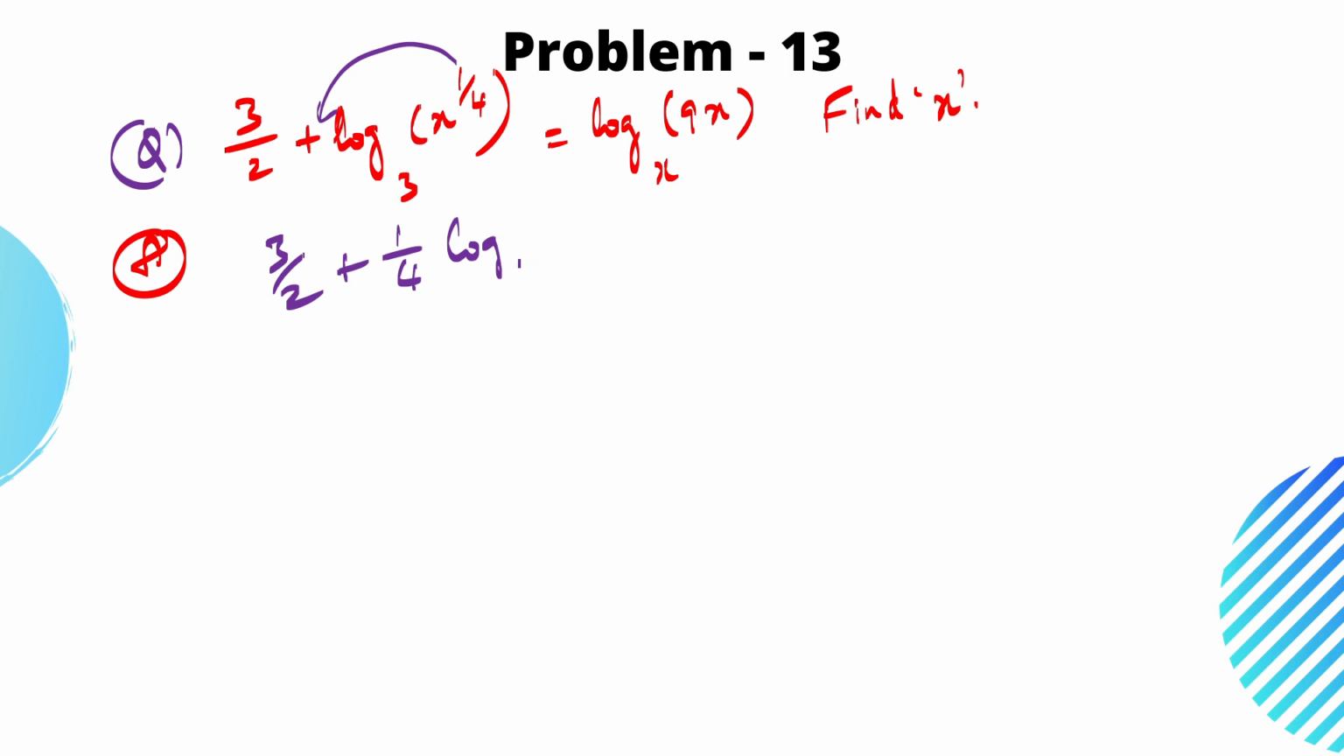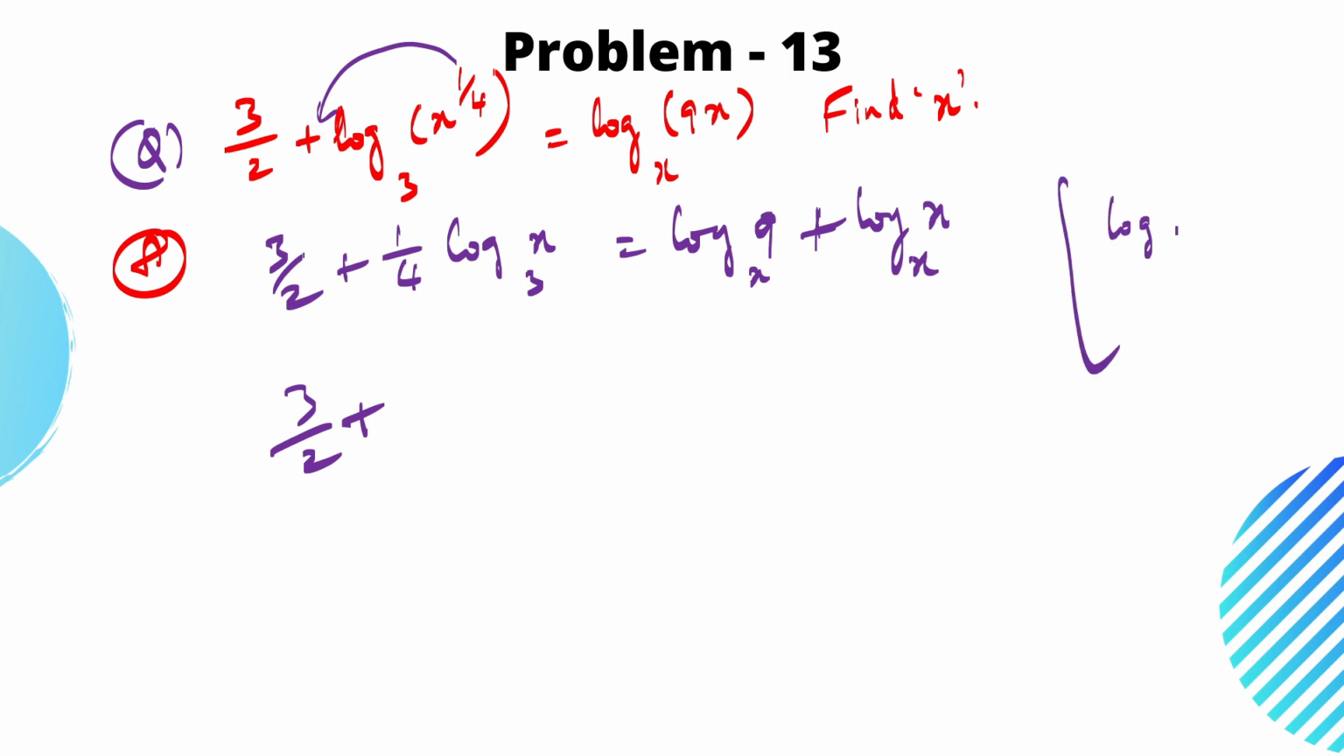So 1 by 4 log x to the base 3 is equal to log 9x to the base x. We can split 9x as log 9 to the base x plus log x to the base x. We have one more property: if we have log 9 to the base x, we can interchange this by inversing it, so 1 by log x to the base 9. Log 9 to the base x can be written as log x to the base 9 inverted.